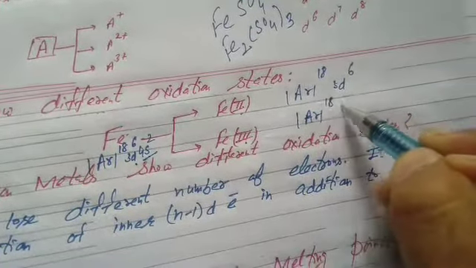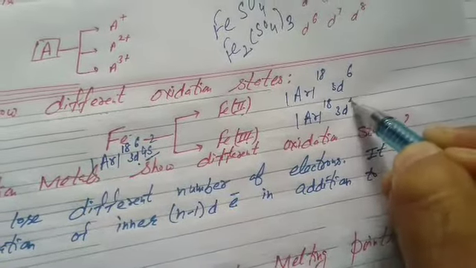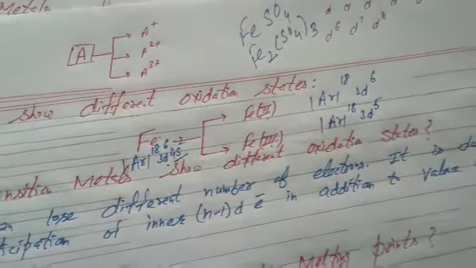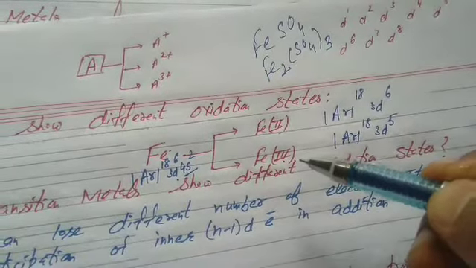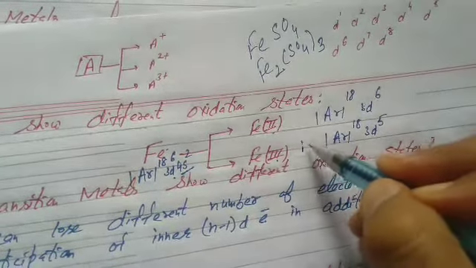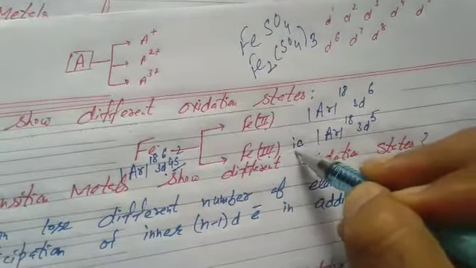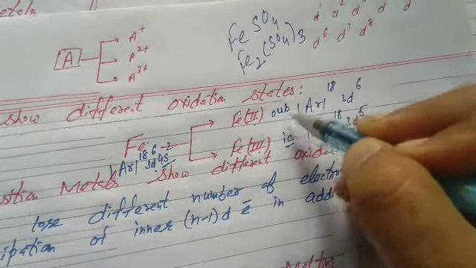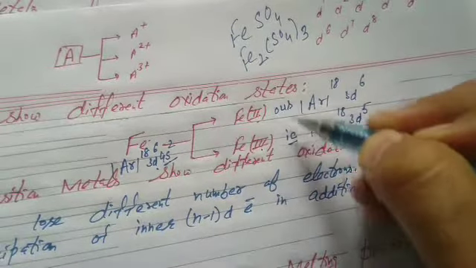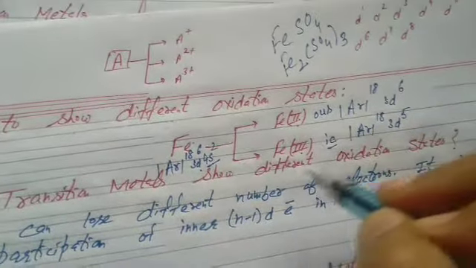Argon 18 3d5. Why do transition metals show different oxidation states? It is called ferrous, it is called ferric. We use ic for higher oxidation state and ous for lower oxidation state. Ferrous and ferric, cuprous and cupric. Why do transition metals show different oxidation states? Students, that's your general concept.